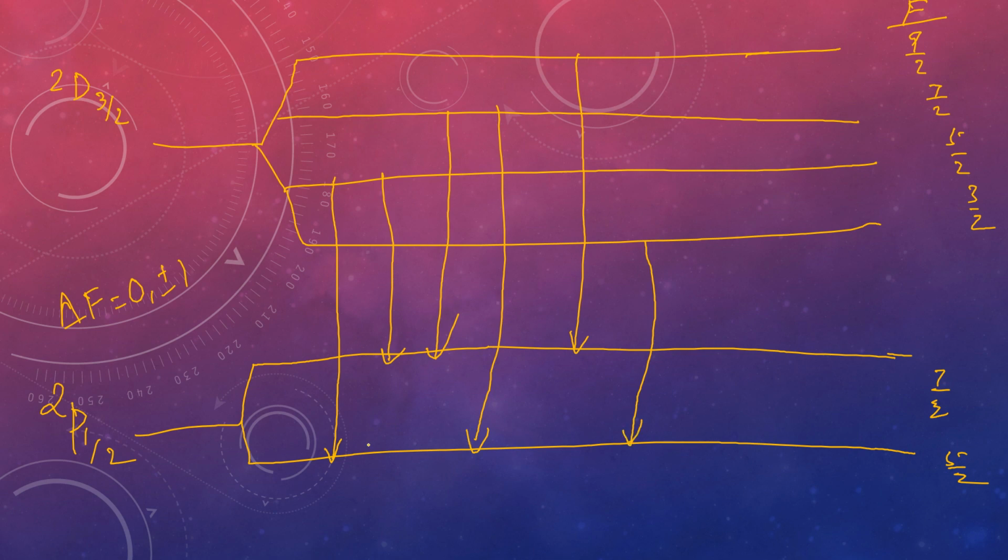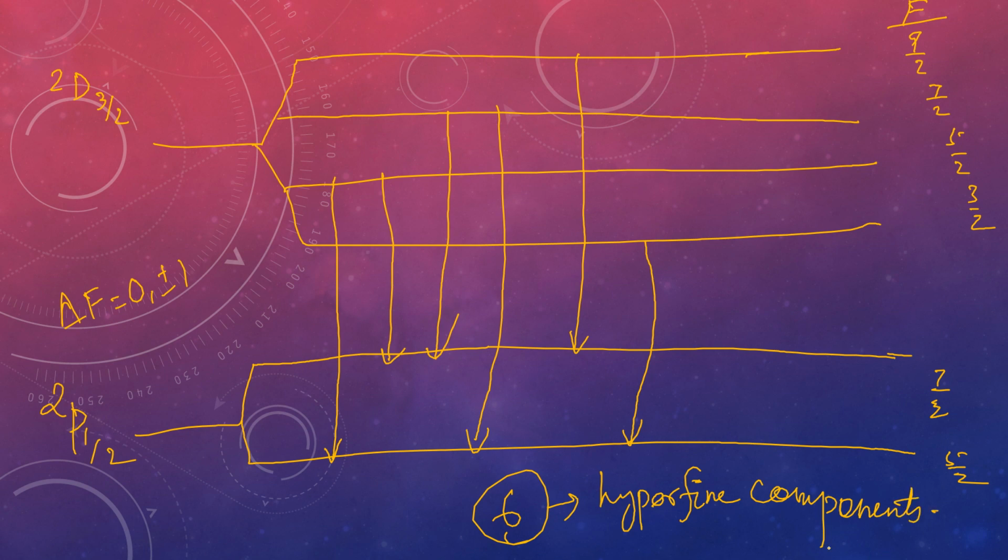So how many lines? 1, 2, 3, 4, 5, 6. 6 lines. So what is the answer? 6 hyperfine components. See how easy it is. This won't come directly, but like this it will come. So, 6 hyperfine components.